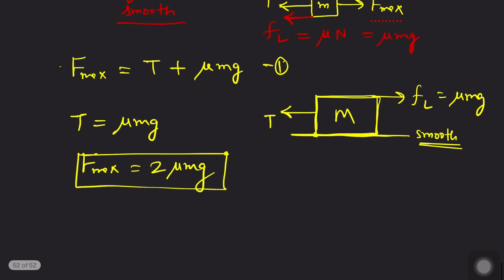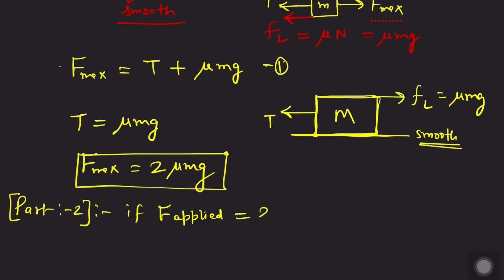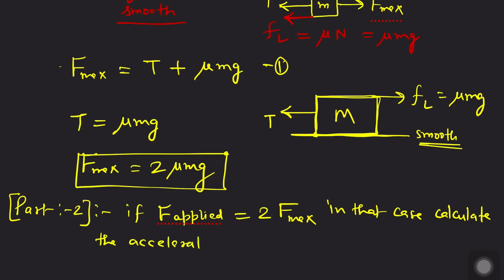Now the part 2 is like this. Part 2 of the question says that if F applied is twice of F max, in that case calculate the acceleration of individual blocks.